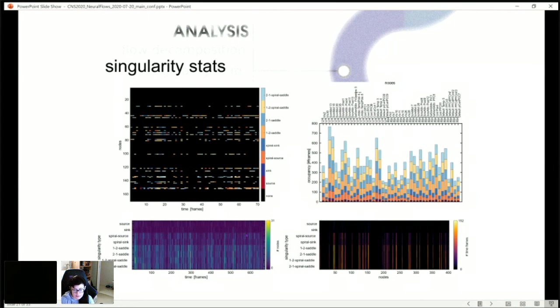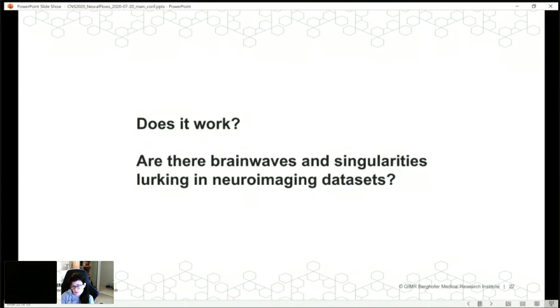Here is a Zoom version. You can see it, I hope, a little bit more clear. So singularities are changing, and so this indicates changes in stability of this dynamic. So does it work with real data?